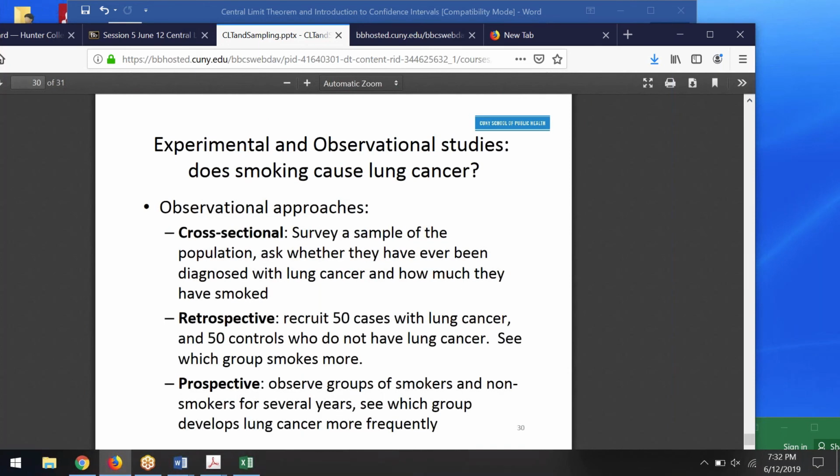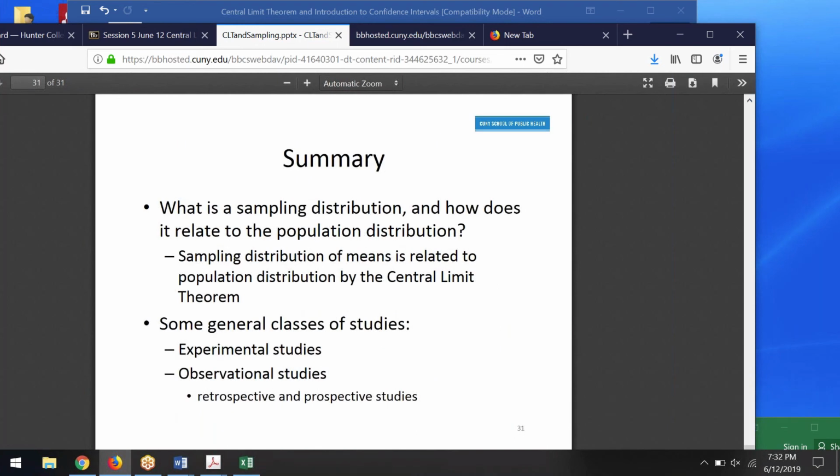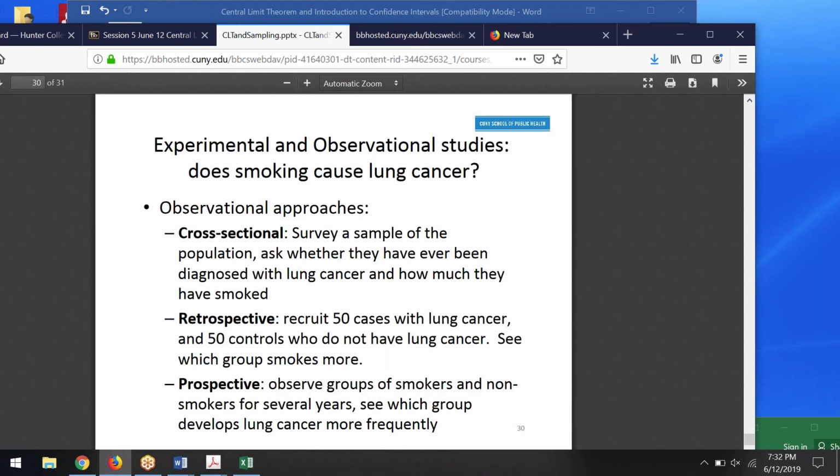Okay, so observational study, cross-sectional. Oh, no, maybe not. Okay.